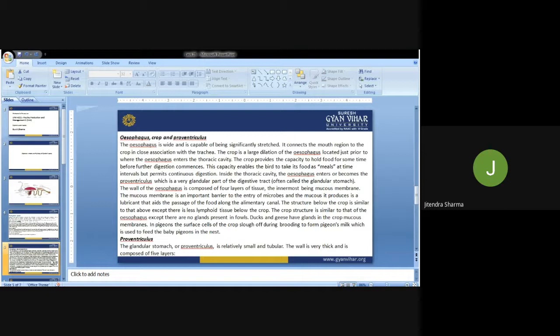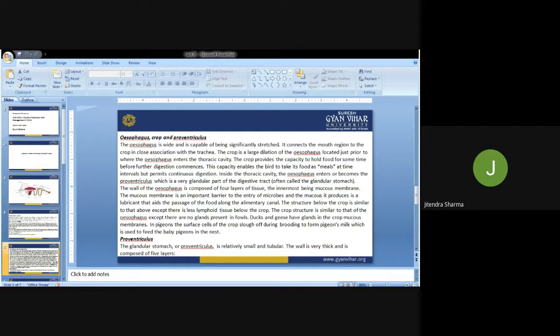The crop provides the capacity to hold the food for some time before further digestion commences. This capacity enables the bird to take its food as a meal at a time interval but permits continuous digestion inside the thoracic cavity. The esophagus enters to become the proventriculus. Actually, this proventriculus is also called the true stomach because here the mixing of the acidic secretions takes place.